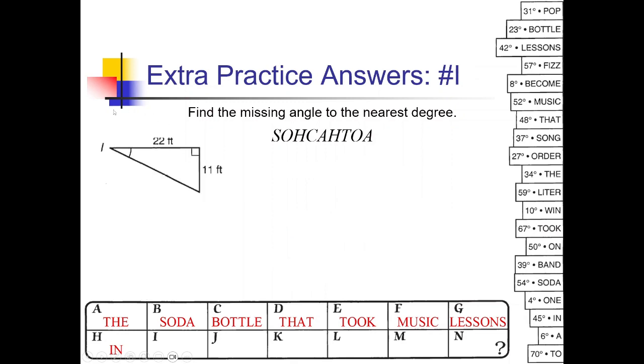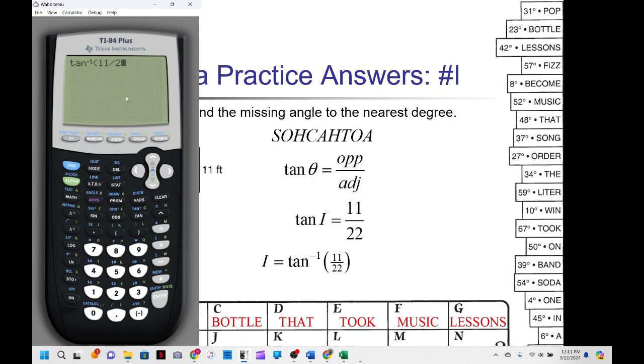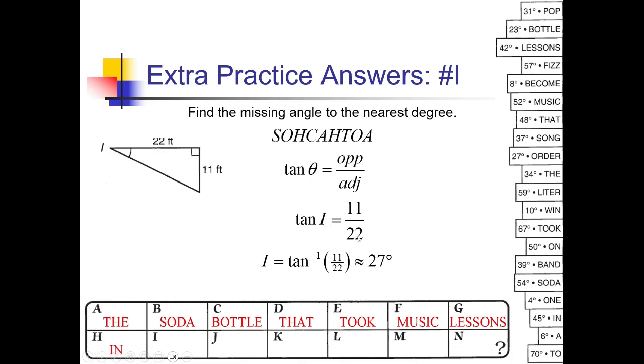On this triangle, we have angle I. We have the opposite side from that, and also the adjacent non-hypotenuse side. So opposite, adjacent, TOA, tan. That's opposite over adjacent. So tan of I equals opposite side 11 over adjacent side 22. So then I is tan inverse of 11 over 22. Plugging that in is going to give me 27, if I round that. 27 degrees. So 27 degrees matches up with order, so that's spot I.